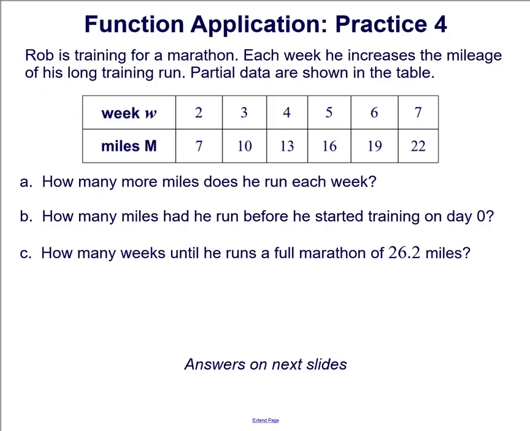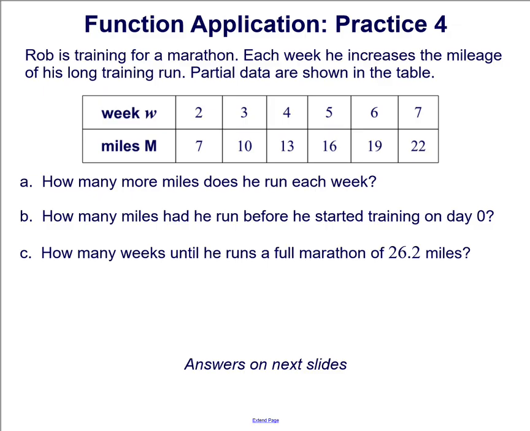The first question is, how many more miles does he run each week? B, how many miles had he run before he started training on day 0? And C, how many weeks until he runs the full marathon of 26.2 miles. So pause the video, take a moment, answer those 3 questions, and when you have the answer to those questions, resume watching the video.